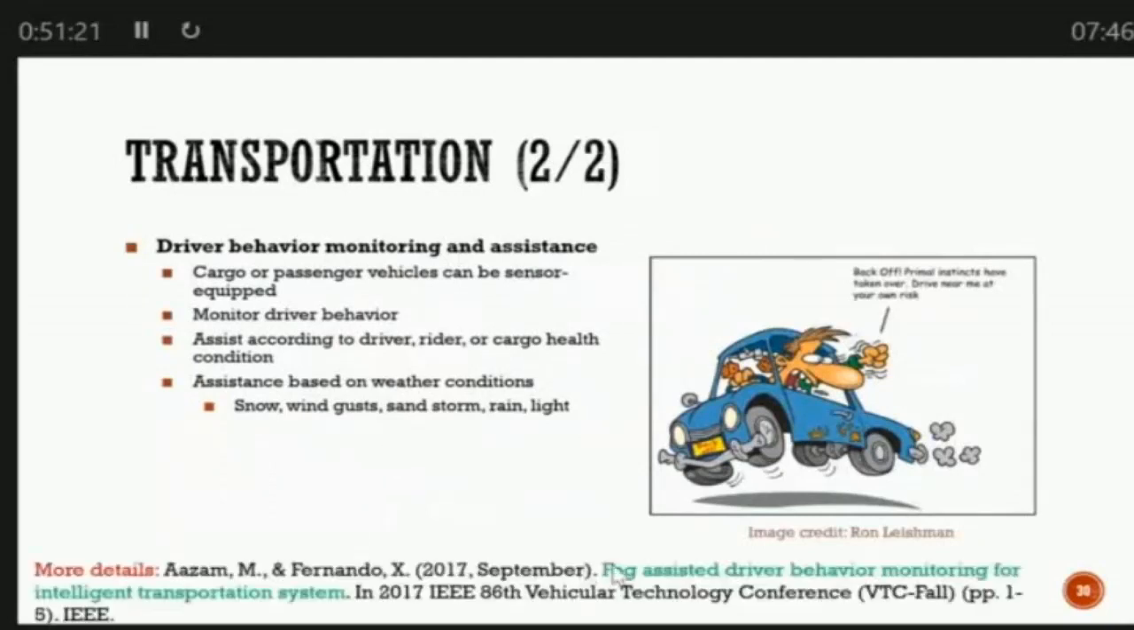You can go over the details in this paper if you're interested. This paper has all the details related to driver behavior management.